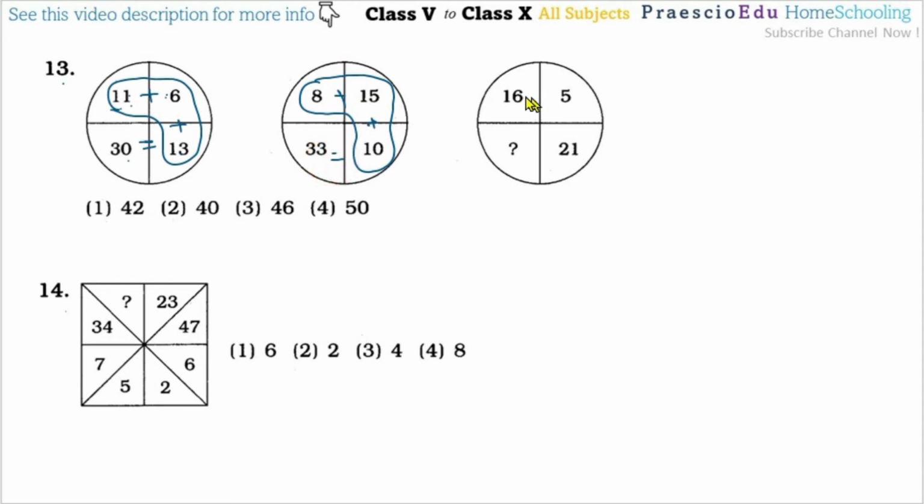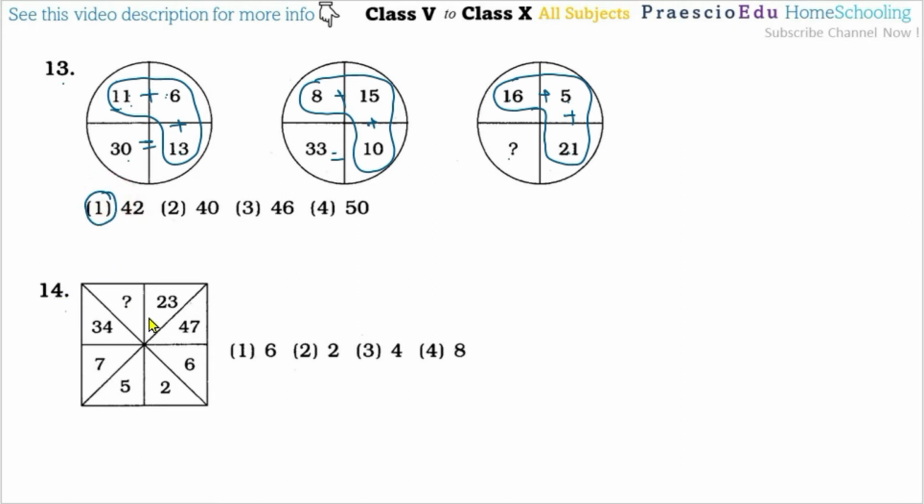So we have to apply the same rule: 16 plus 5 plus 21. We are getting 42. That means 16 plus 5 is 21, and 21 plus 21 means 42. So 42 can replace the question mark, and this is available in option number 1.